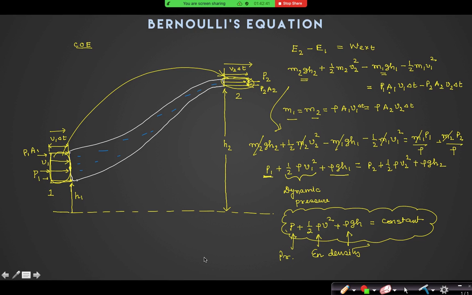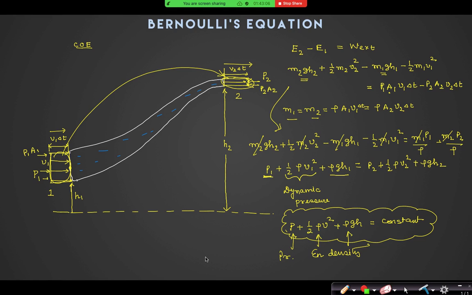There is another proof of this Bernoulli derivation. That is not a complicated proof, but a very simple proof. We will not use energy conservation, but Newton's second law, F equal to m into a. We will apply the force equation.